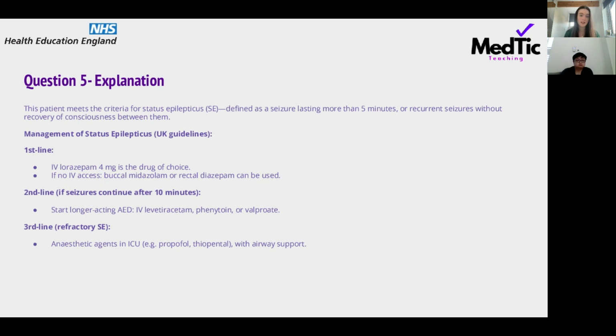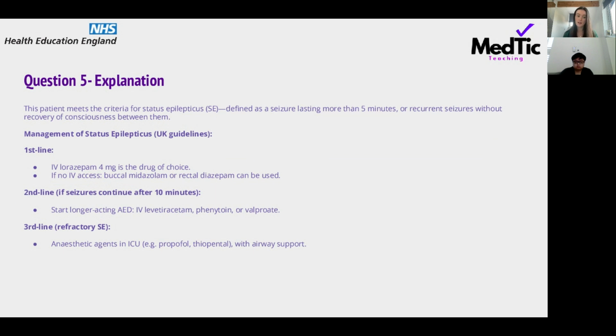It can also be defined as recurrent seizures without any recovery in between them. So he hasn't recovered between his seizures and he's been seizing for 10 minutes. So this guy's in status epilepticus. In terms of the management of status, the first line treatment, if you've got IV access, would be IV lorazepam, 4 milligrams.